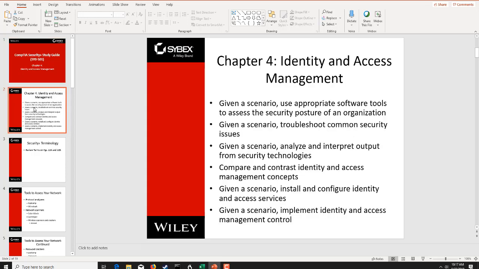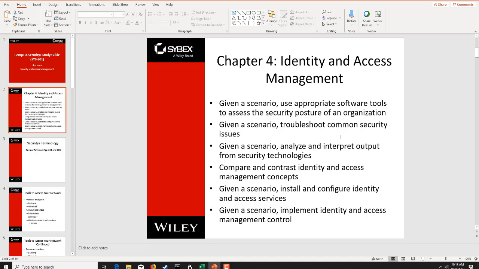So Chapter 4 is going to cover how we access systems, how we identify users, and how we give permissions, or authorization, to those users. There are different ways that the Security Plus exam covers this. For example, given a scenario, use appropriate software tools to assess the security posture of an organization. That is from an audit perspective. A lot of those tools will look at how users are authenticated onto systems and if enough security layers are put into place and if those security controls are adequate.